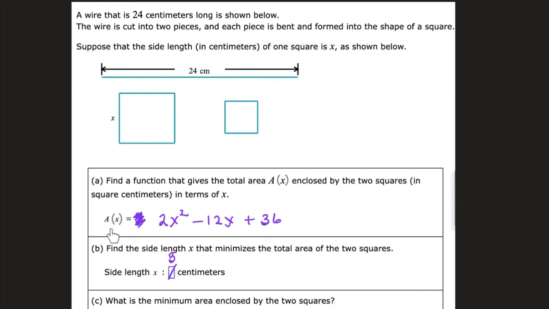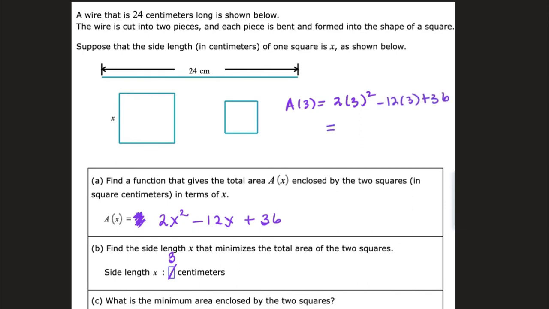Well, what's nice is Part A gives us a general formula for finding the area of the two squares if you know the x value of the first square. So since we know that x equal to 3 is the value that minimizes the total area, when we substitute x equal to 3 into our equation for area, that's going to give us the value of the area that is minimum. So let's go ahead and evaluate A of 3. So A of 3 is equal to 2 times 3 squared, replacing x equal to 3 in the first term of our quadratic, minus 12 times 3 plus 36.